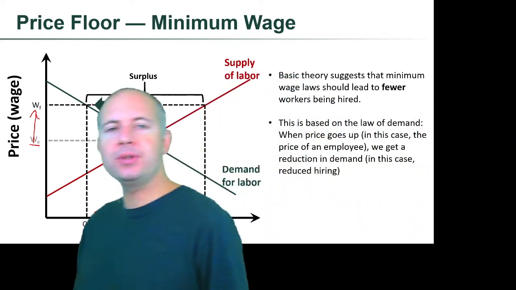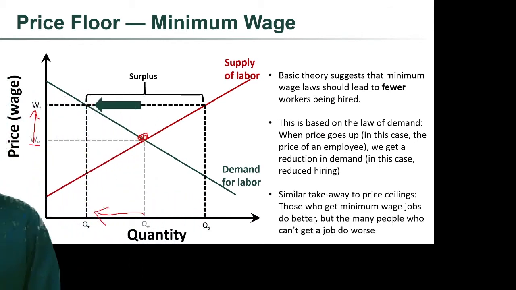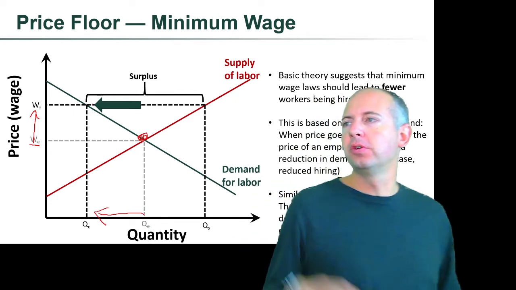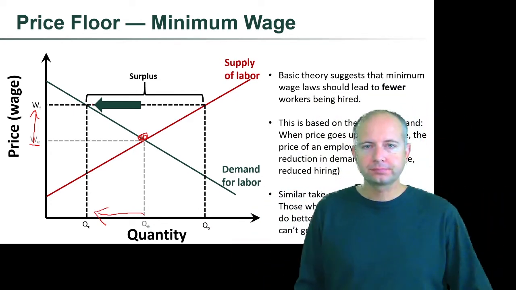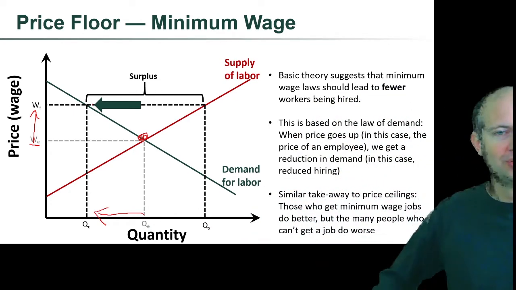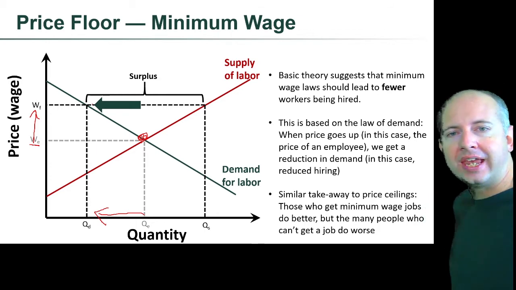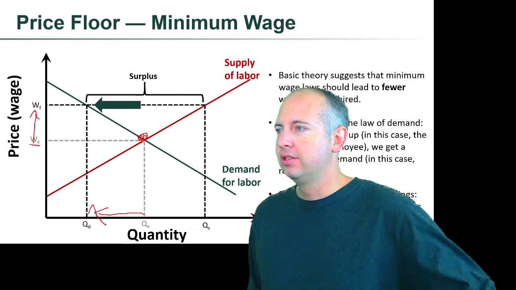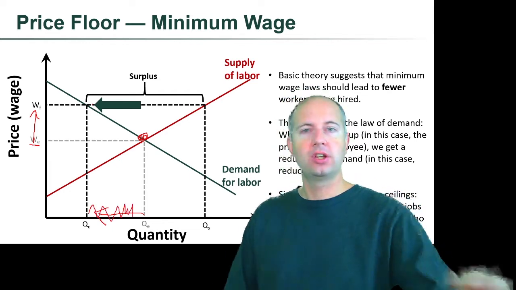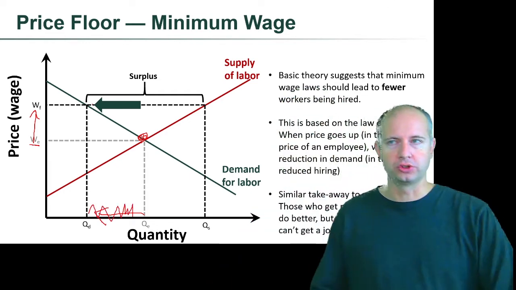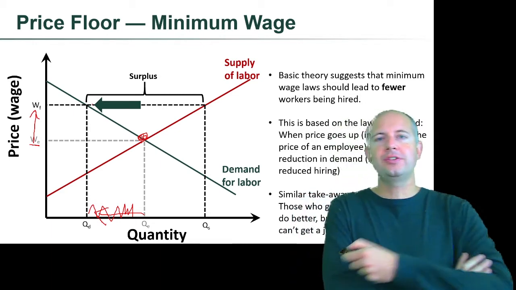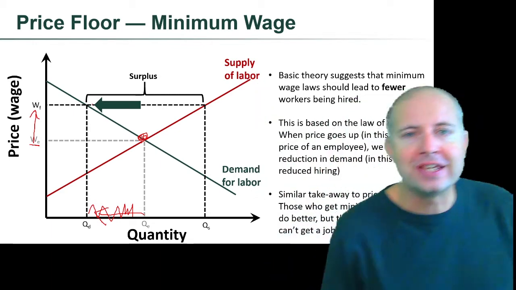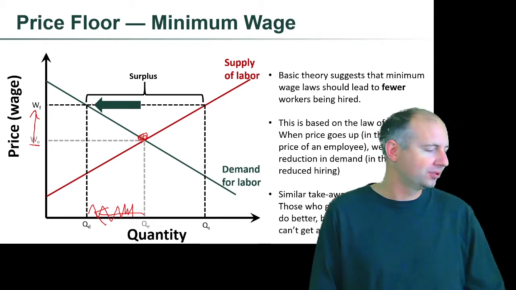So we expect a similar takeaway to price ceilings. Those who get the minimum wage jobs do better. So if you're one of the people who gets hired, you're loving the minimum wage. But many people who can't get a job do worse, right? So all the people in this region who would have been able to get a job otherwise are left with no job at all. So they're worse off. So this is the theory. And again, it's pretty basic, first month of Econ 101 type results.